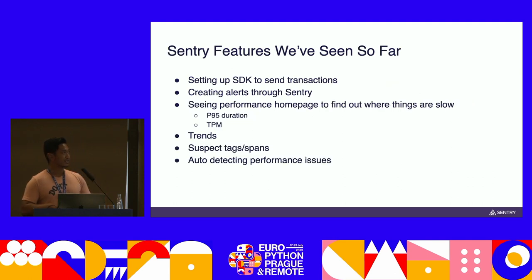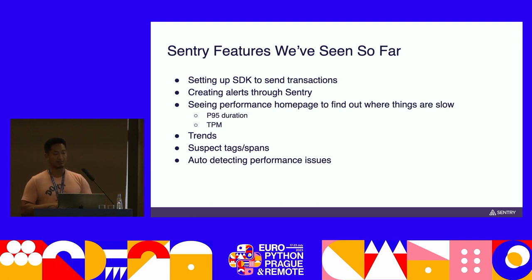So just to recap, there are some Sentry features we've seen that help make all this stuff a bit easier. Things like setting up your SDK to send transactions. Creating alerts is a very powerful technique to know when things are regressing. And using the different pages in Sentry, you can look at different durations, and TPM is your transactions per minute, as we call them. And you can correlate where your impact is going to be the most.